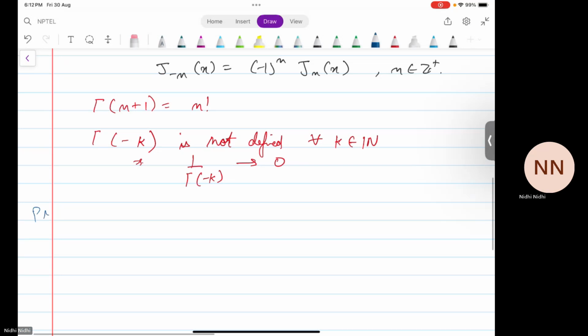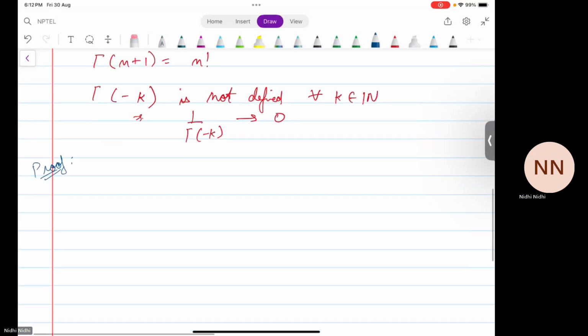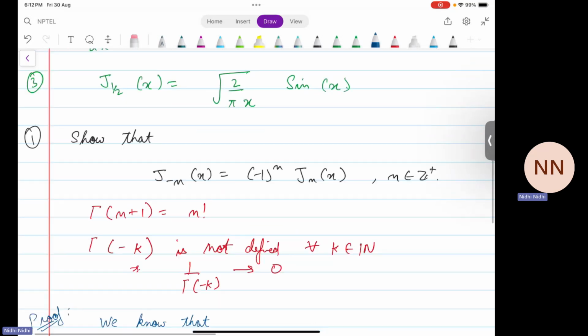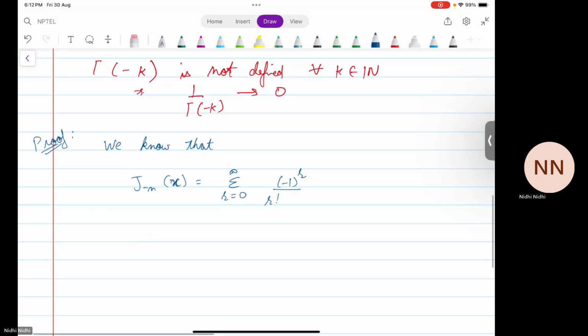Proof. So now we know that J minus n x, just replacing alpha by minus n in the general formula for the Bessel's function, we'll get summation r equals 0 to infinity, (minus 1) to the power r, over r factorial, gamma of minus n plus r plus 1, times (x by 2) to the power 2r minus n.